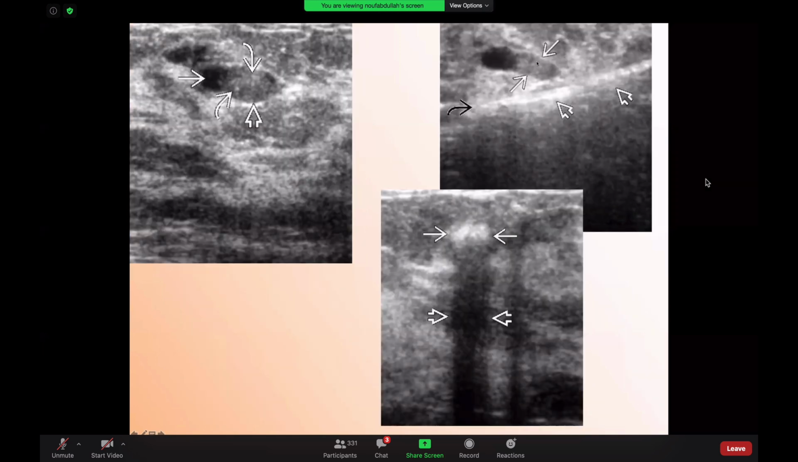This is an example of a complex cystic lesion. You see that this is a focal dilated duct. You can see that there is an internal solid component. This is a complex cystic lesion with an echogenic component. I would go behind the lesion.